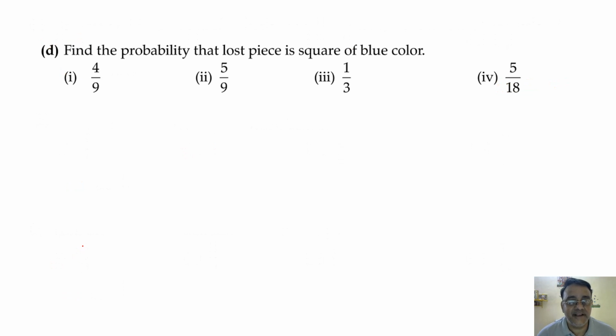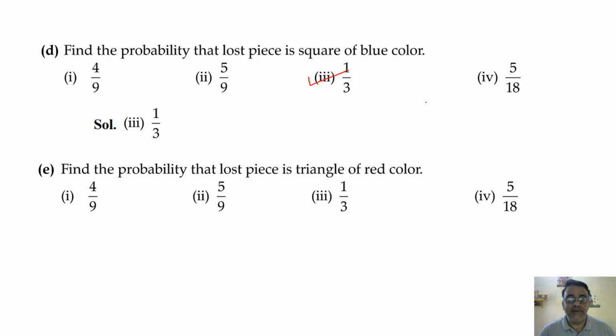Now we are moving toward the next question. Find the probability that the lost piece is a square of blue color, right? So how many squares of blue color are there? 6, right? Question clear? Yes, sir. Out of total 18 pieces. So 6 by 18 is the required probability. If you simplify, you will get 1 by 3. Right? And the correct option is the third one.